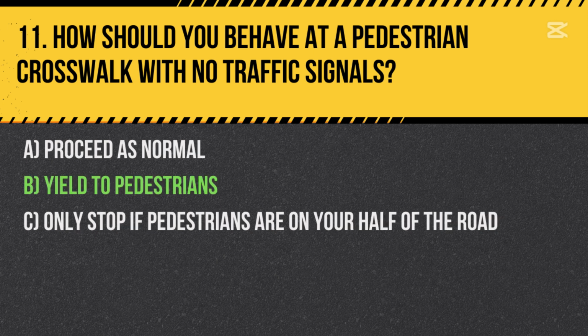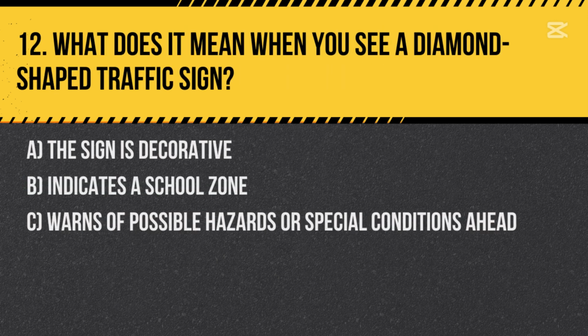Answer. B. Yield to pedestrians. Drivers must always yield to pedestrians at crosswalks, ensuring their safety. Question 12. What does it mean when you see a diamond-shaped traffic sign? A. The sign is decorative. B. Indicates a school zone. C. Warns of possible hazards or special conditions ahead.